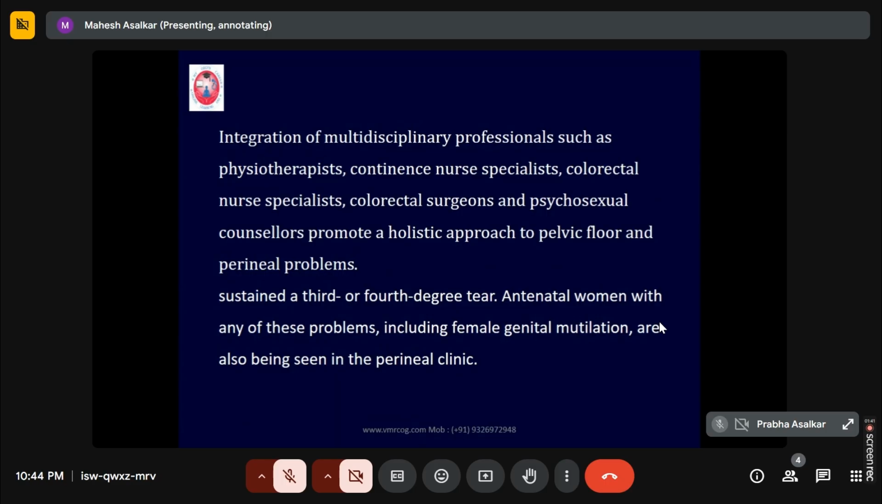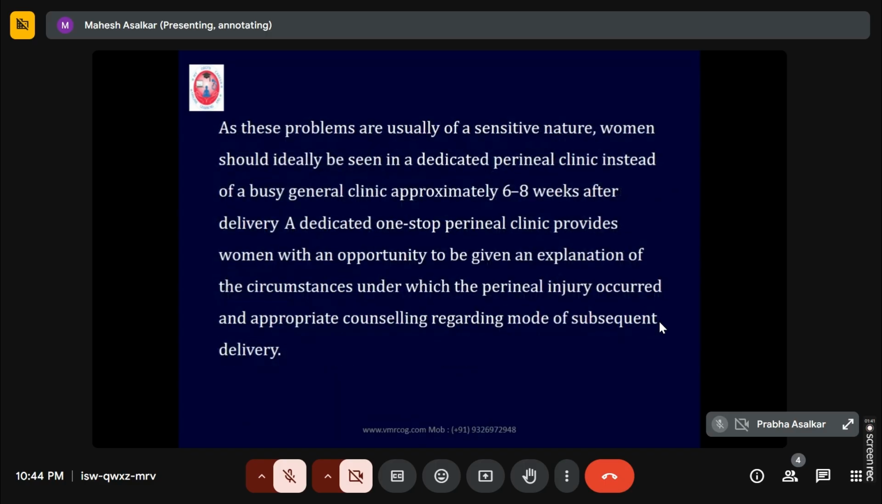Women who sustain a third or fourth degree tear, and antenatal women with any of these problems, including female genital mutilation, are also being seen in the perineal clinic. So this perineal clinic is meant for third degree tear, fourth degree tear patients and antenatal women with these problems, including FGM, female genital mutilation. Okay, as these problems are usually of a sensitive nature, women should ideally be seen in a dedicated perineal clinic instead of a busy general clinic approximately 6 to 8 weeks after the delivery.